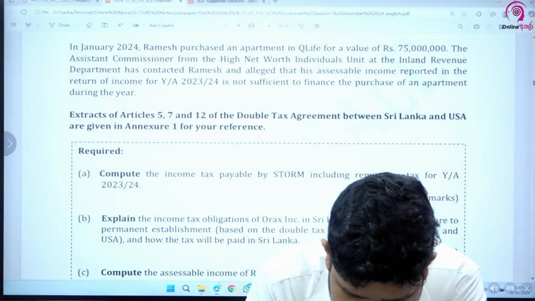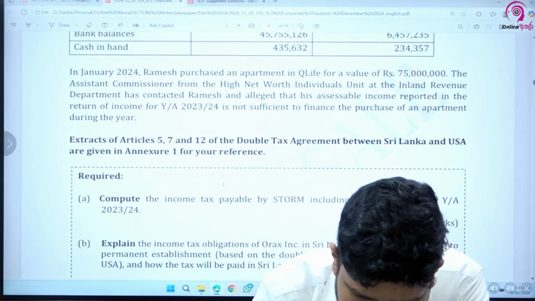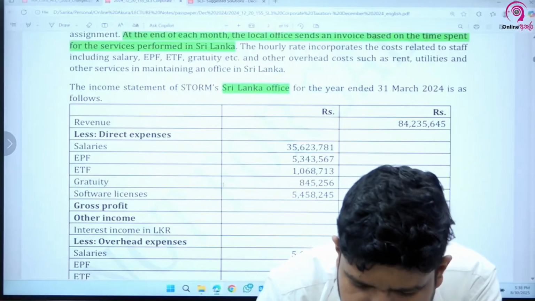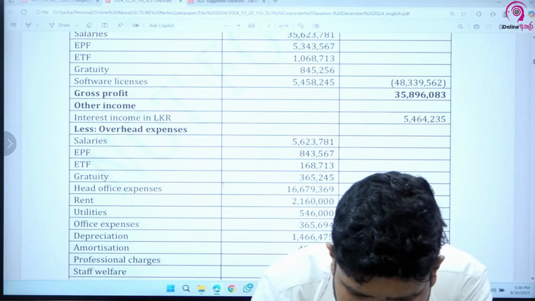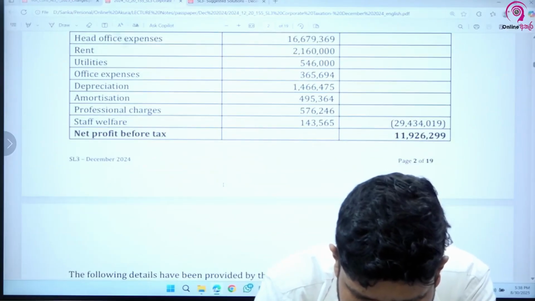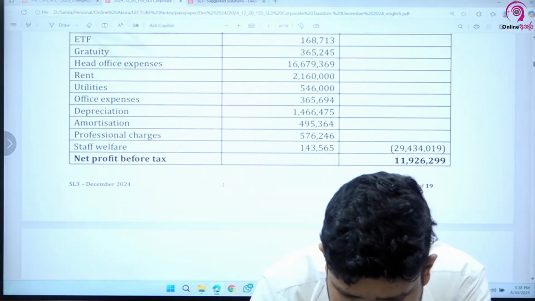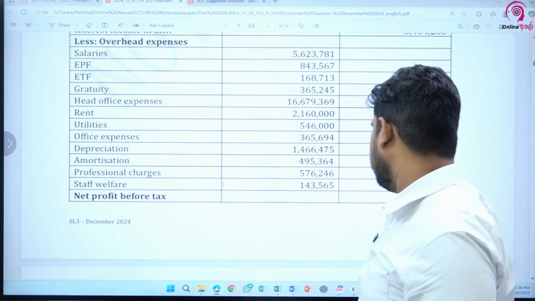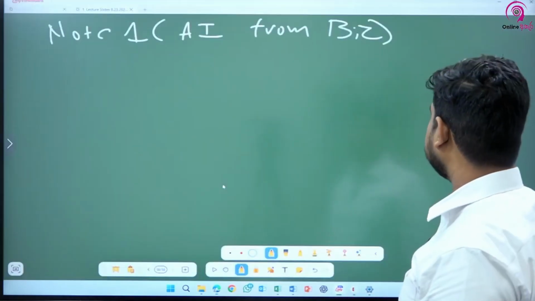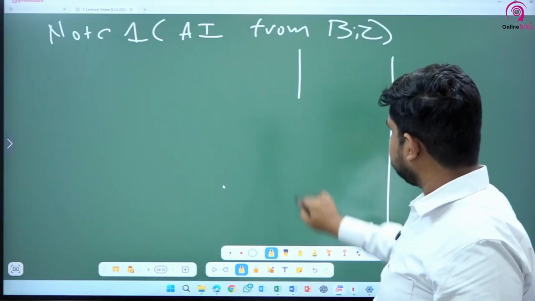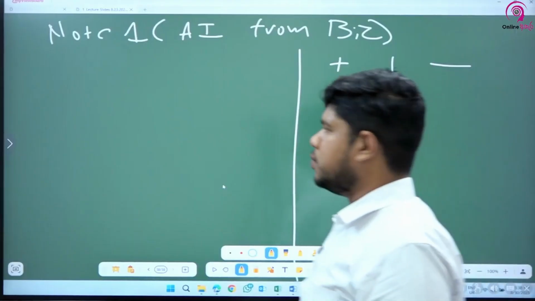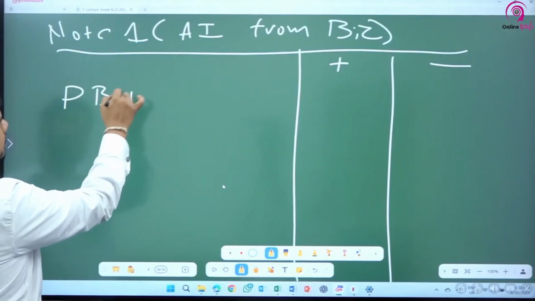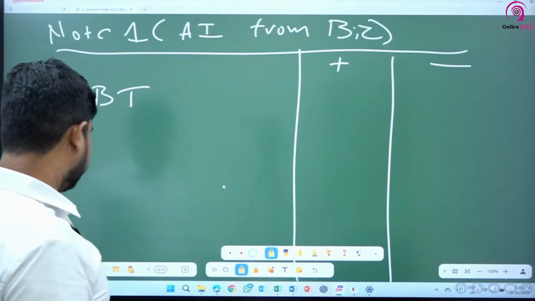So let's go to the question. Compute the tax payable including remittance tax. The income statement of Storm Sri Lanka for the year is as follows. Revenue given, gross profit given, overhead given, net profit given. First thing we take profit before tax. Now you are doing the adjustment, plus and minus, so you take 2 columns. The first starting point is profit before tax. This is the indirect method of doing the computation. I will explain that also.